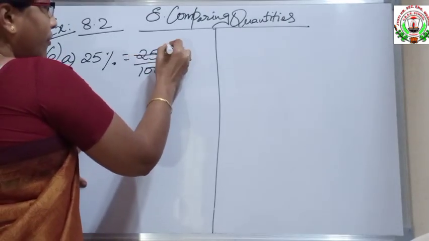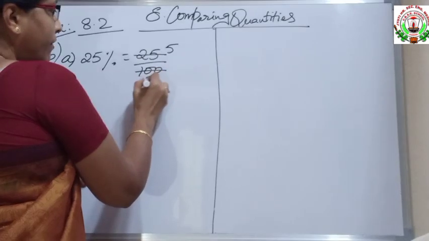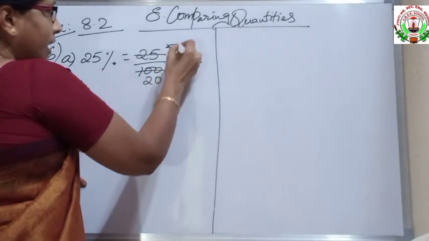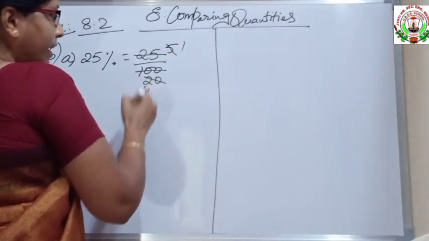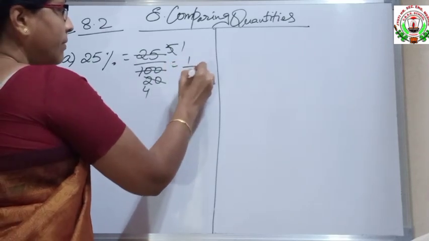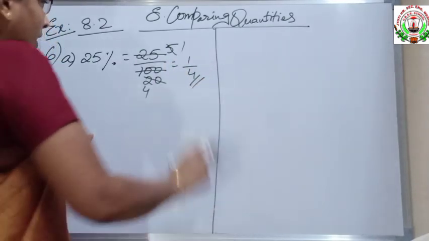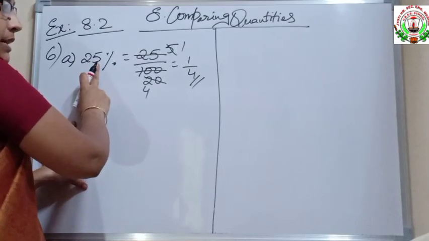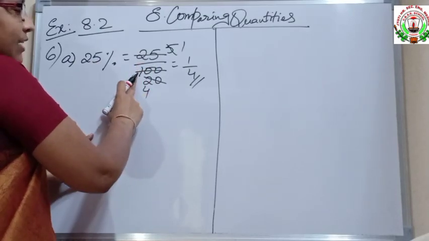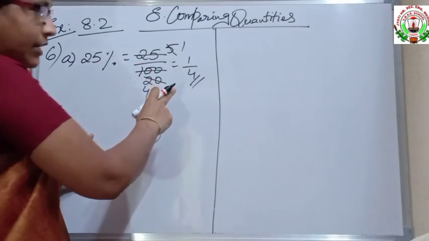So 5 5s are 25, 5 20s are 100. Again 5 1s are 5, 5 4s are 20. So 1 by 4. This is your answer. The given percentage, you have to change it into a fraction form, and just simplify it also.